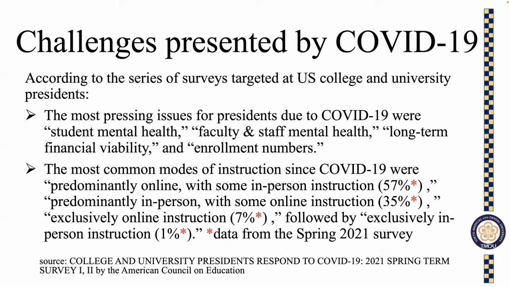The most common mode of instruction since COVID-19 was predominantly online with some in-person instruction, 57%; predominantly in person with some online instruction, 35%; exclusively online instruction, 7%, followed by exclusively in-person instruction, 1%. This survey covers different types of higher education institutions, but generally speaking, you can see that online instruction with some in-person instruction is the most common mode. How is the situation like in your own institution?